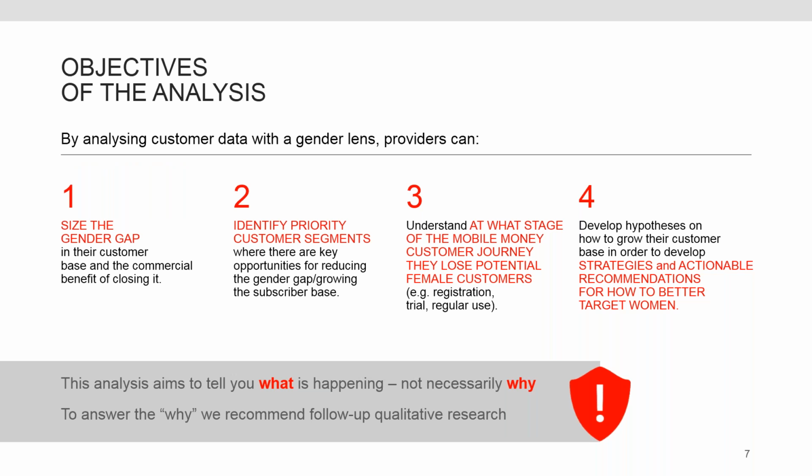So the objectives of the analysis that we're trying to lay out today is really, there's multiple parts to it. Firstly, it's to size the gender gap. That's the first step that we would advocate for anybody looking into this problem. Understand the scale of the issue. The second is to start identifying the priority customer segments that you want to do things to address, whether it's the low-hanging fruits, whether that be rural women, or those who you feel are the best segments to target with your commercial strategy.